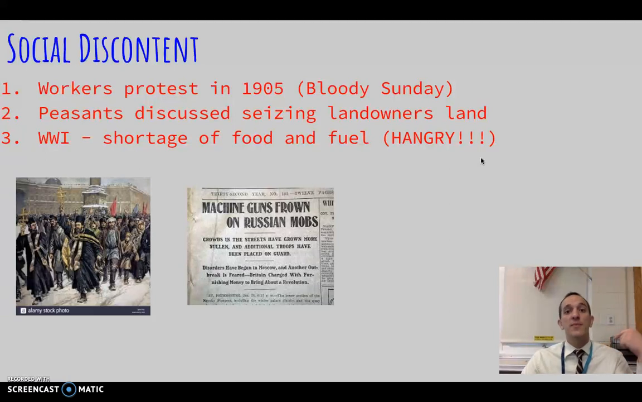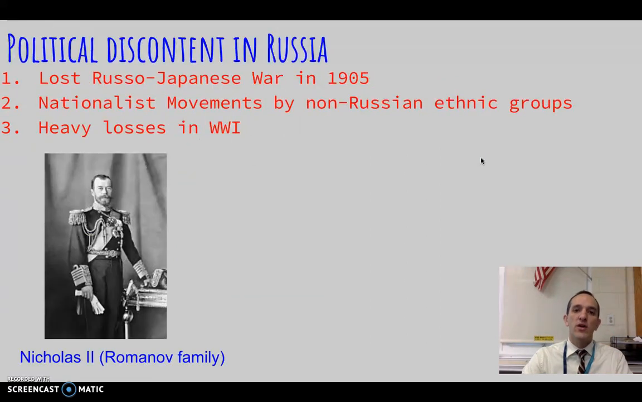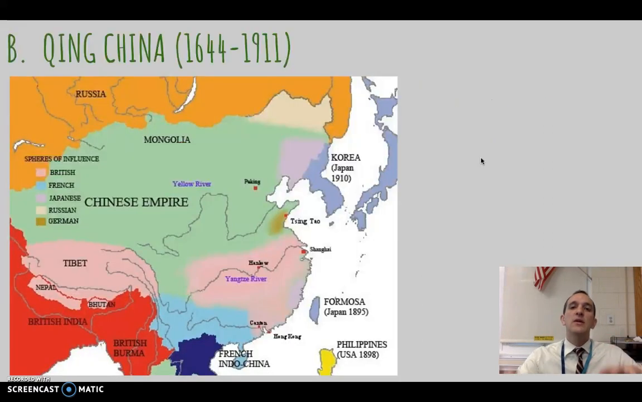So we got workers unhappy, we got peasants unhappy, and most people are still peasants. Also, World War I breaks out, and we have a shortage of food and fuel. People are hangry. This is one of the common themes in revolution. So as a result of these three things, we have issues. We have political issues. We also have social issues. Workers are upset, peasants are upset, and then World War I breaks out, and we have problems. Over here, we lose a war, we have nationalist movements, we have an absolute monarchy, and we have heavy losses. All of these things are going on in Russia.